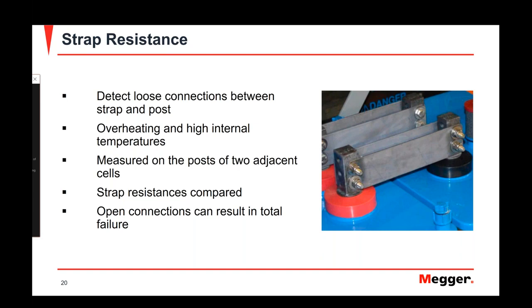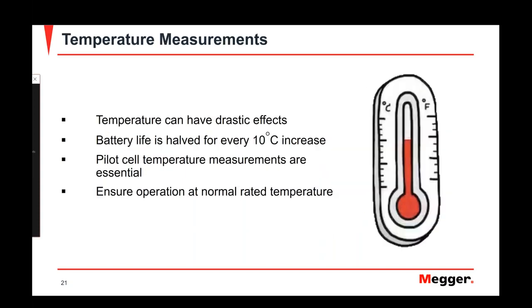Now, this is why it's critical that we measure strap resistances as part of our battery testing regimen. Temperatures can have a severe negative effect on a battery to shorten its life. For every 10 degrees Celsius increase in temperature, the life of a battery is cut in half. This increase in temperature causes acceleration of other battery failure modes to rapidly decrease the battery life.